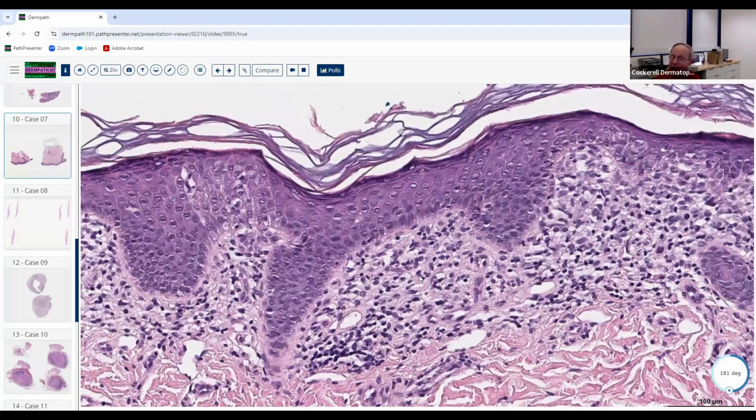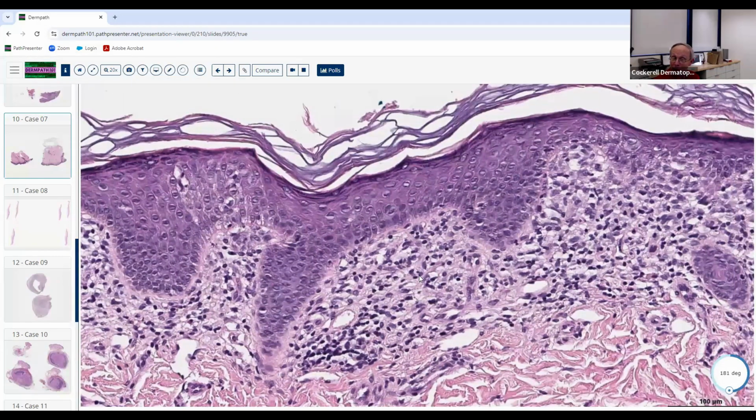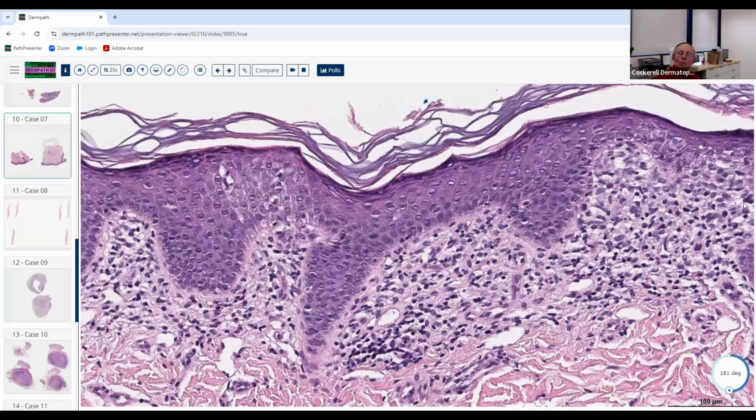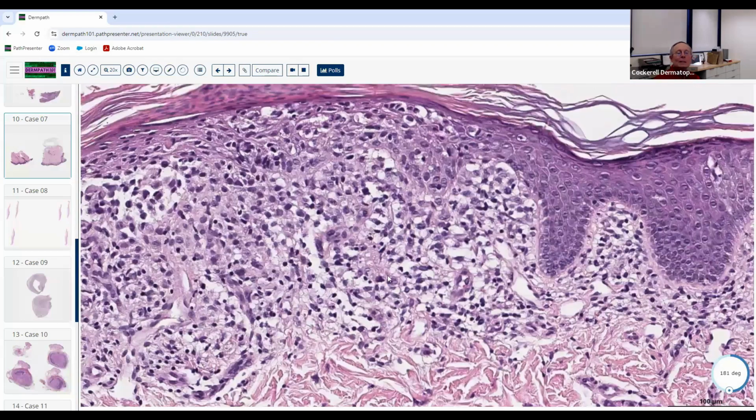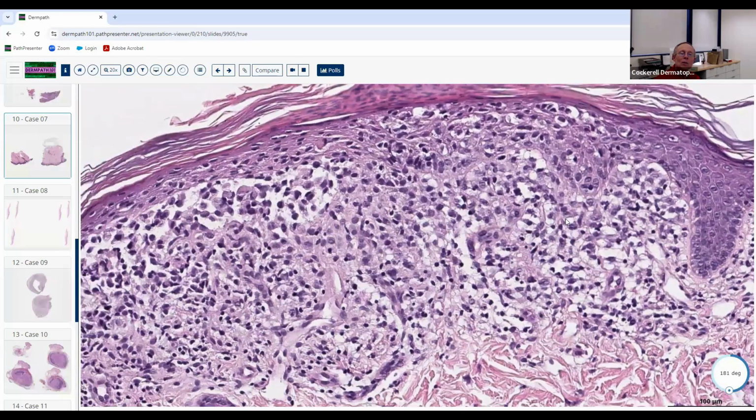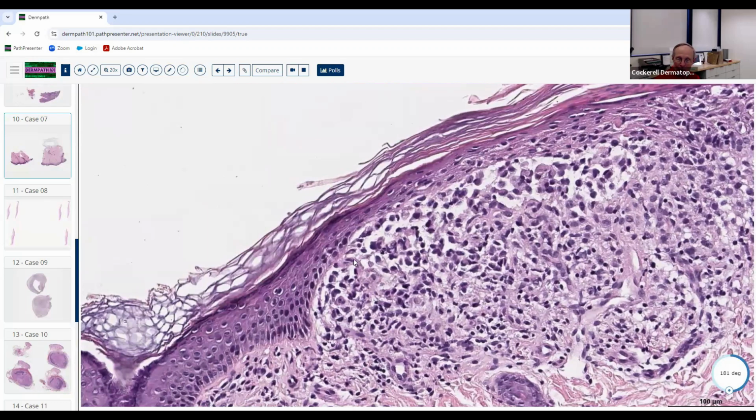So that's the other thing that goes in the differential of lichenoid granulomatous. They're not really histiocytes, they're really Langerhans cells. And so obviously you do a CD1a or S100 protein, which is going to highlight these cells. So this is Langerhans cell histiocytosis.